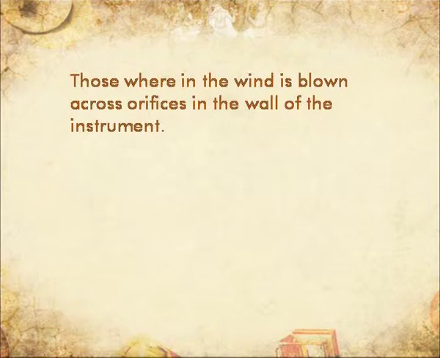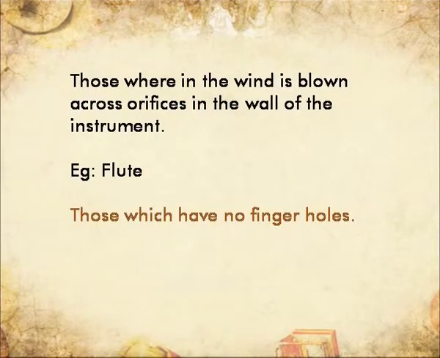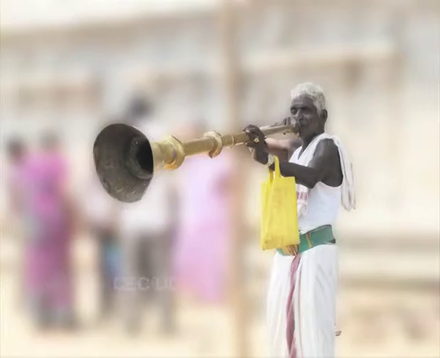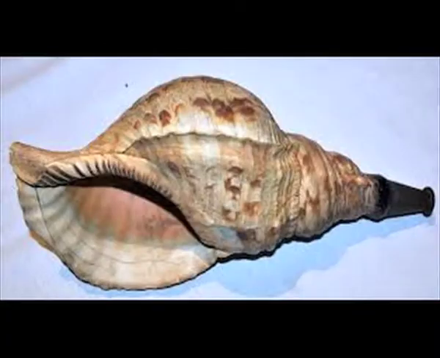2. Those wherein the wind is blown across orifices in the wall of the instrument like the flute. There are mouth-blown instruments which have finger holes like the flute and the nagaswaram, and those which have no finger holes like the gauri kalam, tiruchinnam, ekalam, kombu, reed declaimer, buri and the conch.